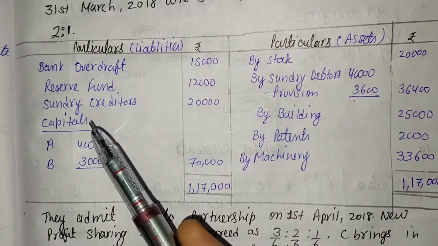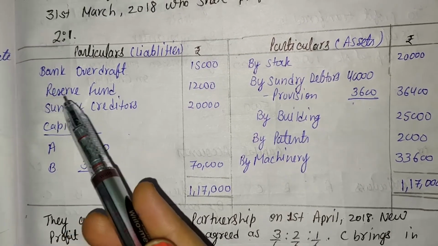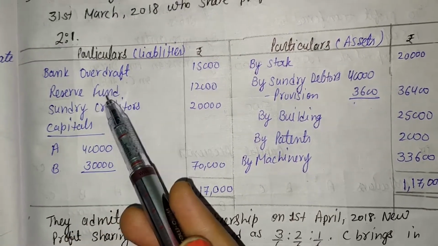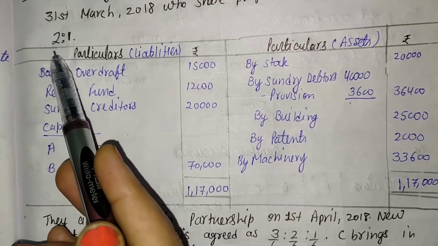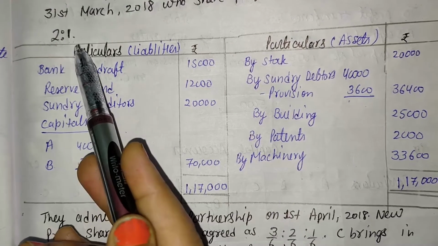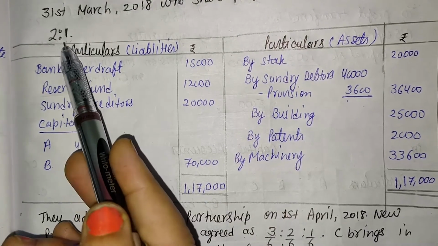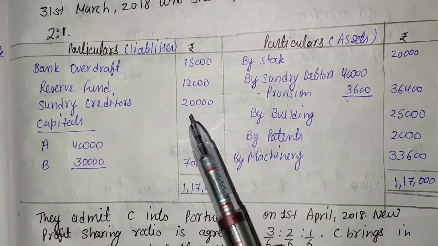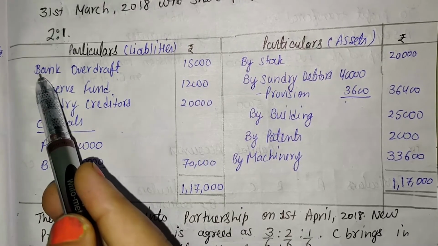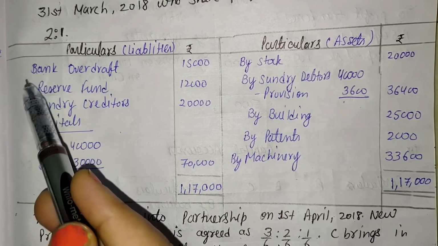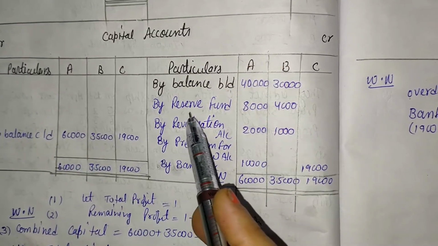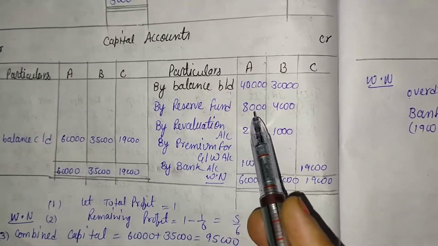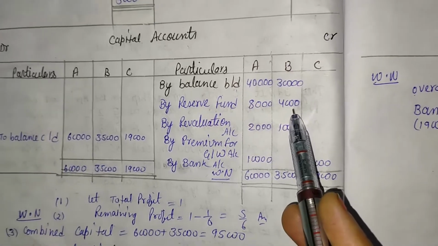The next thing that is given in the old balance sheet is the reserve fund. That reserve fund is distributed among old partners in the old ratio. And what is the old ratio? That is 2:1. So that can be distributed on the opposite side. It means the debit side, and it comes on the capital accounts on the credit side. Here it is, by reserve fund, rupees 8,000 and 4,000.